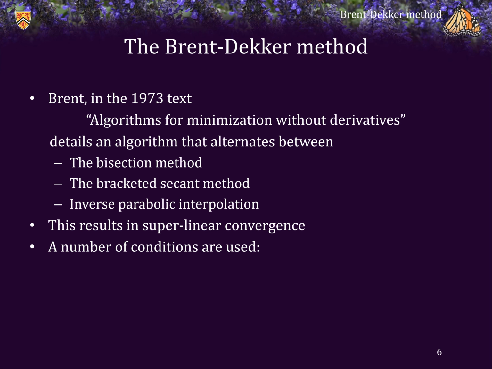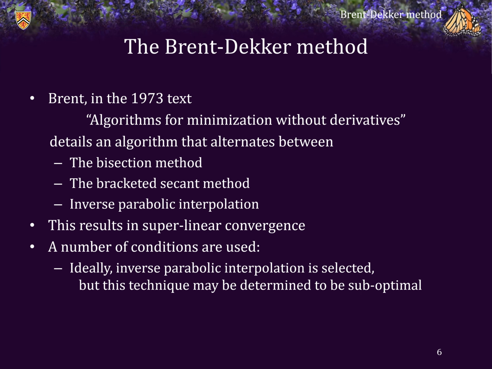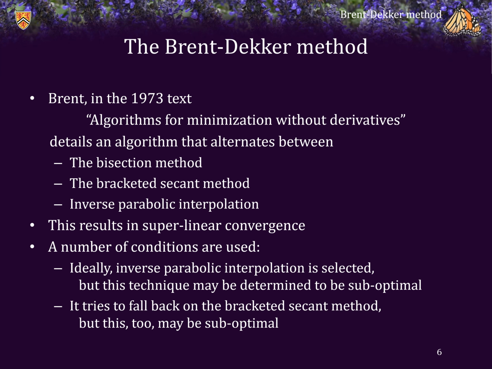A number of conditions are used in Brent's algorithm. Ideally, it is going to use inverse parabolic interpolation, but this technique for an individual step may be determined to be suboptimal. It tries to fall back on the bracketed secant method. However, this too may be suboptimal, in which case it reverts to using the bisection method.